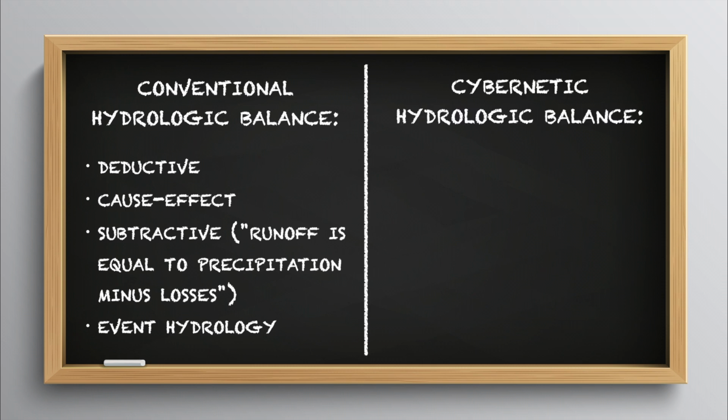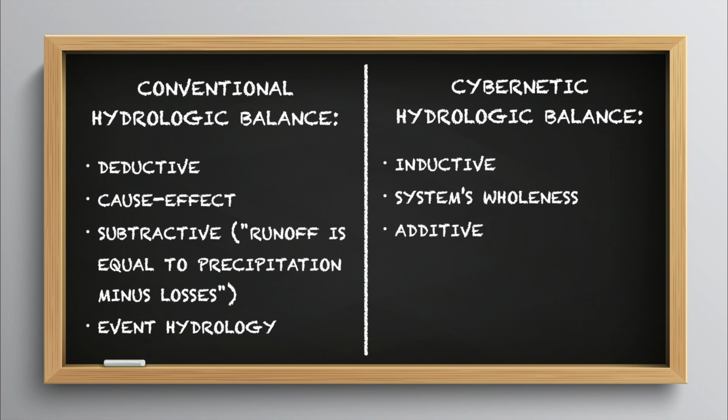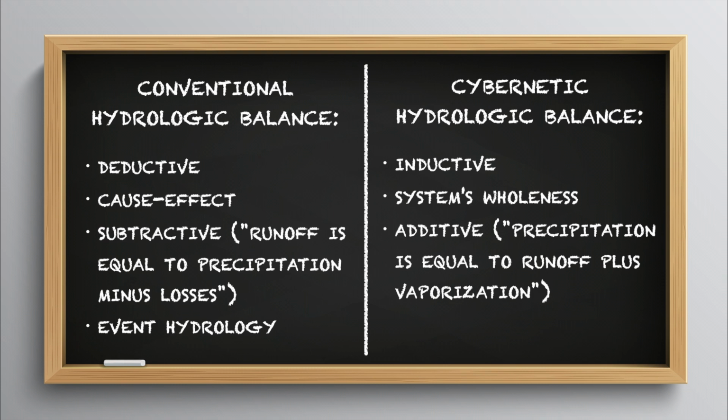On the other hand, the cybernetic hydrologic balance is inductive, not based on cause-effect, but rather on the system's wholeness. The fundamental approach is additive, characterized by the statement, quote, precipitation is equal to runoff plus vaporization, unquote. This approach is suited for applications in yield hydrology, that is, for determinations of annual baseflow and runoff coefficients.